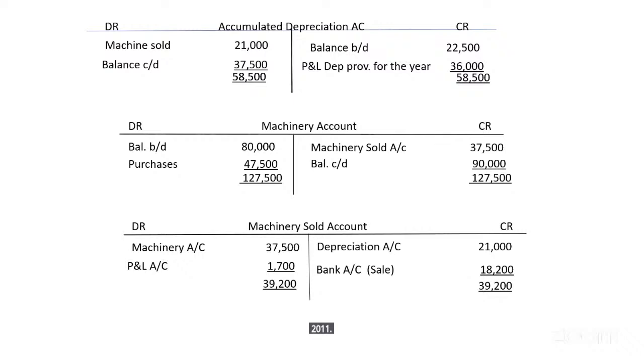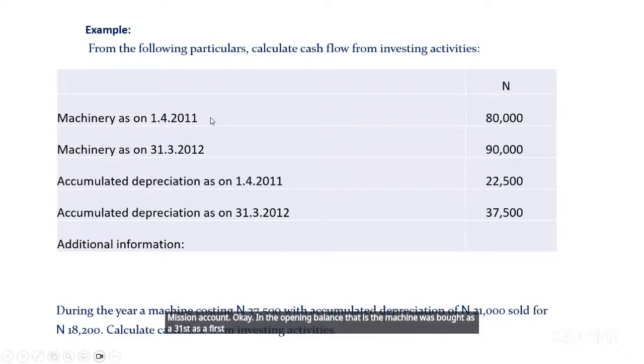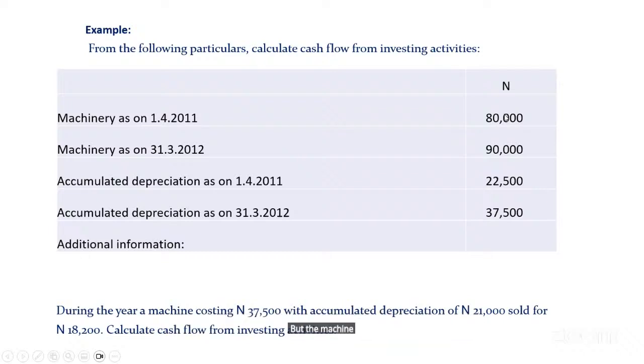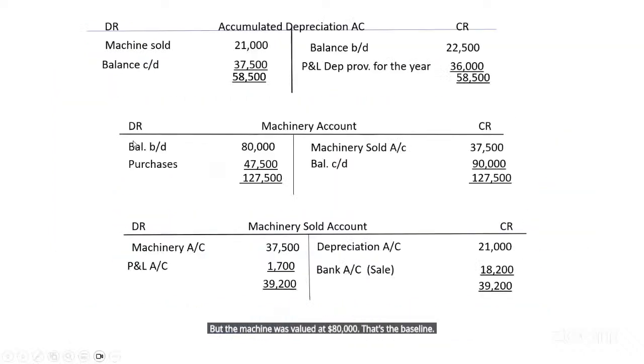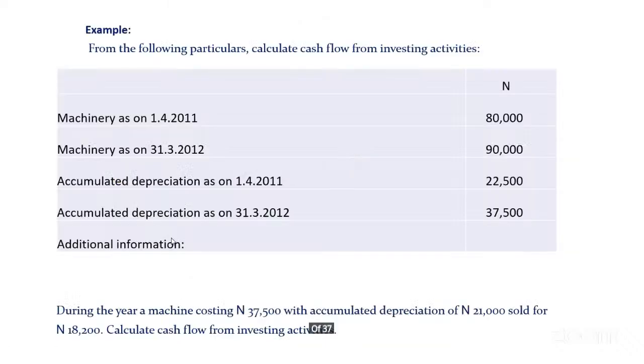Now, let's go back to the machine account. This is the machine account. In the opening balance, that is debit side, what was the machine as of 1st April 2011? The machine was valued at 80,000 naira. That's debit side, balance brought down 80,000 naira. Out of it, how much was the machine sold? 37,000 naira. Look at it here. The value of the machine that was sold, 37,000 naira.